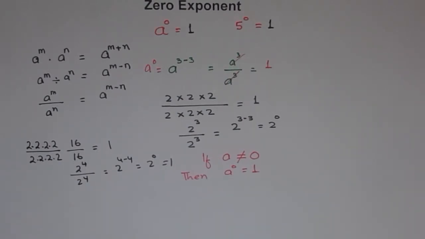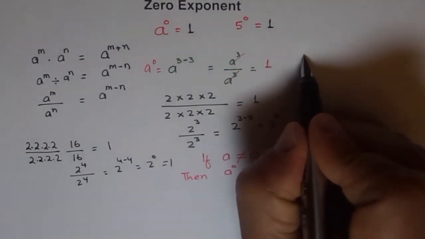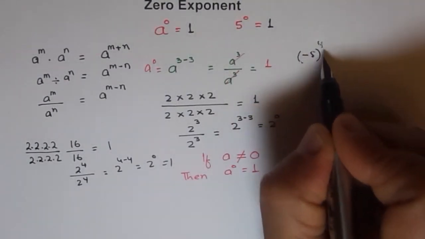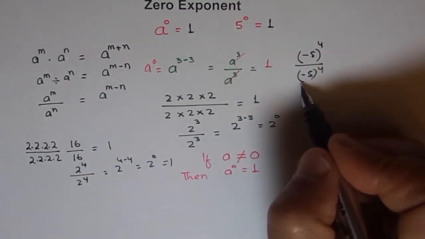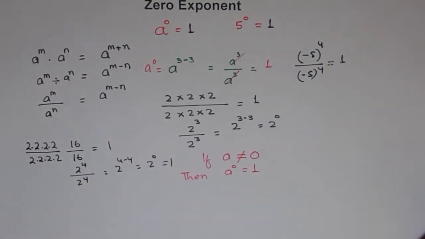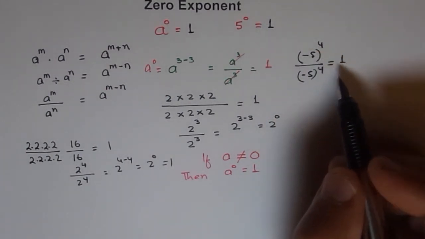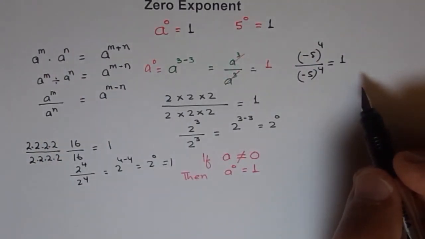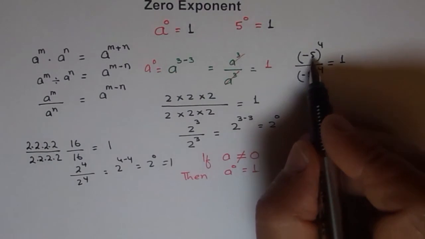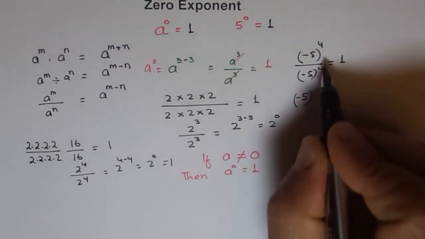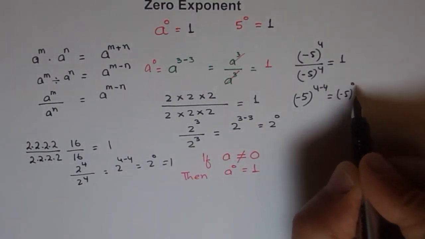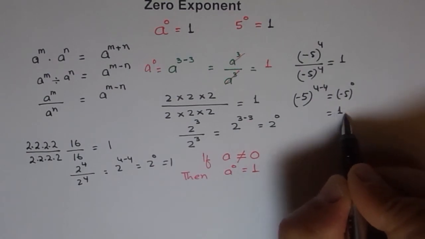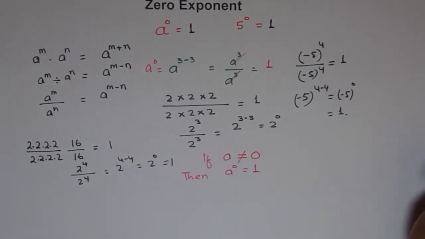We can try with a negative number also. Let me do that. So if I have, let's say, minus 5 to the power of 4 divided by minus 5 to the power of 4. Well, they are exactly the same number, so this is equal to 1, correct? But if I write it in this form using my dividing powers with the same base rule, then what do I get? I get minus 5 to the power of 4 minus 4. And that is minus 5 to the power of 0, and it is equal to 1. So if we have 0 in the exponent, then the answer is always 1.